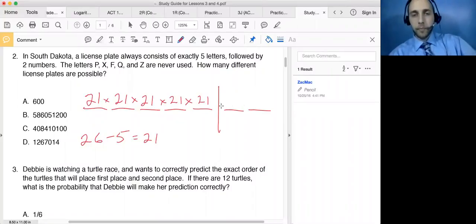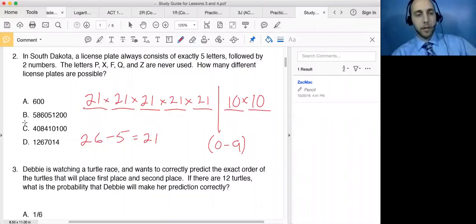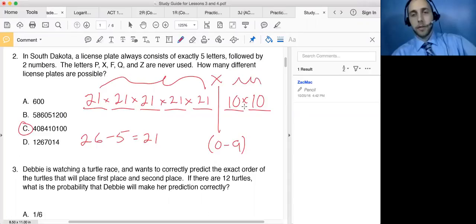And then with the numbers, we're choosing numbers from 0 to 9. Those are the digits that you would use on a license plate. And again, doesn't say that we can't repeat. So every time we have 10 choices. 0 is included. We have 10 choices every time. So when you multiply that all out, you should get letter C. Multiply this stuff together, and then you times that whole thing by this. And that's how you get this big, big, big number here.